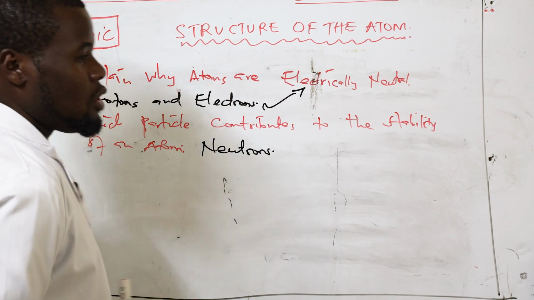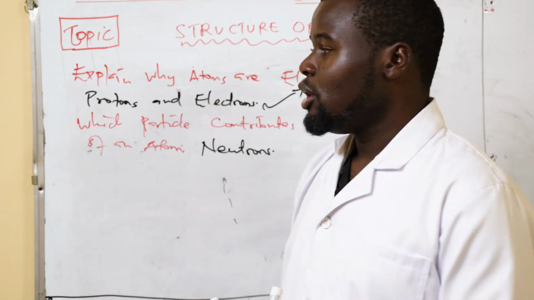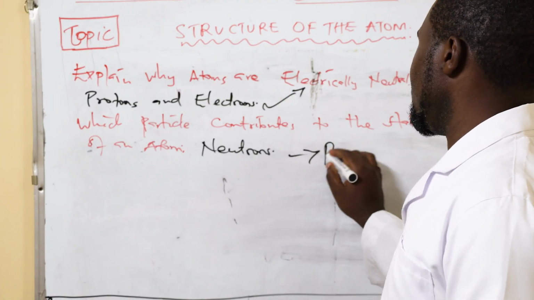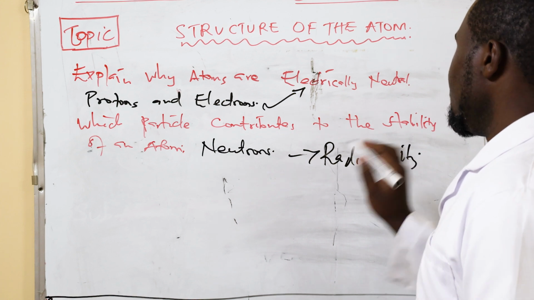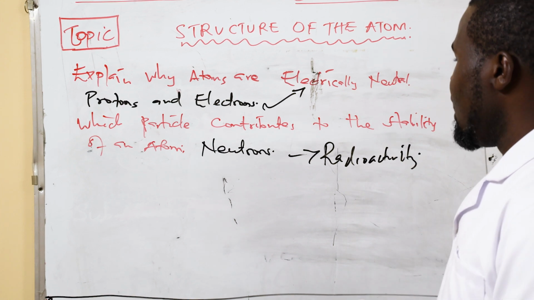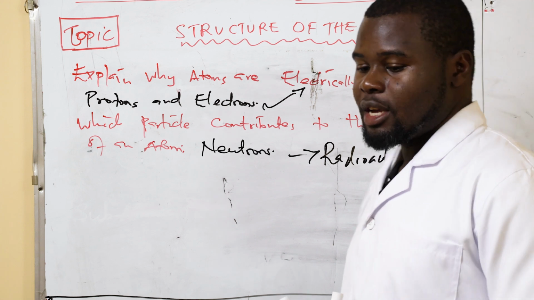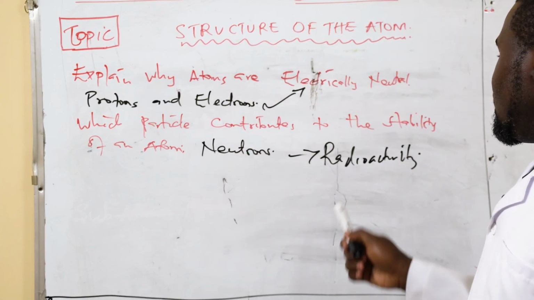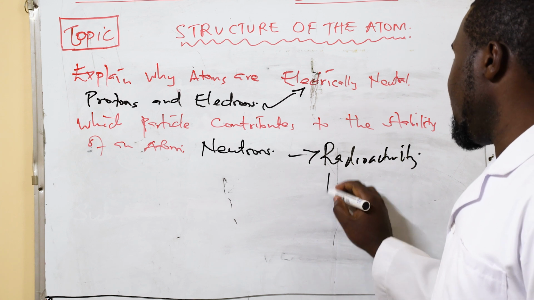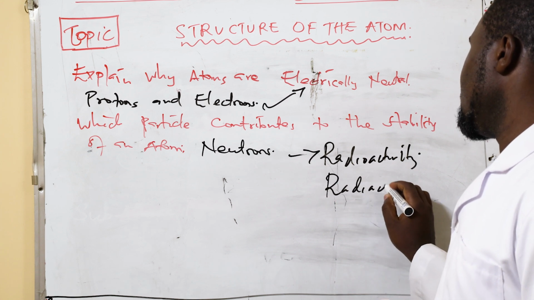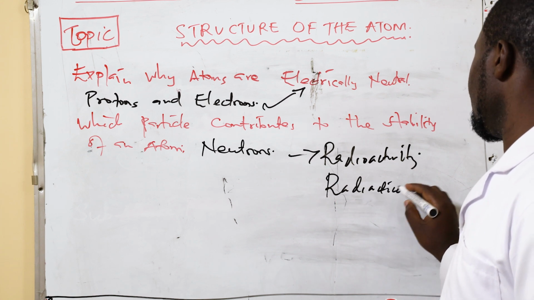If you take chemistry to a higher level, you will be talking about something called radioactivity. This is where you will understand how neutrons are used under radioactivity and in the making of any radioactive isotopes.